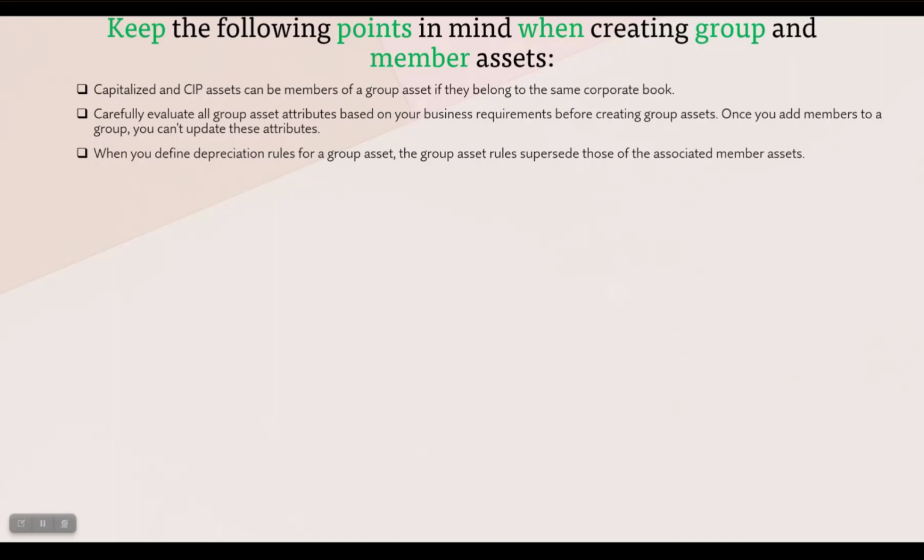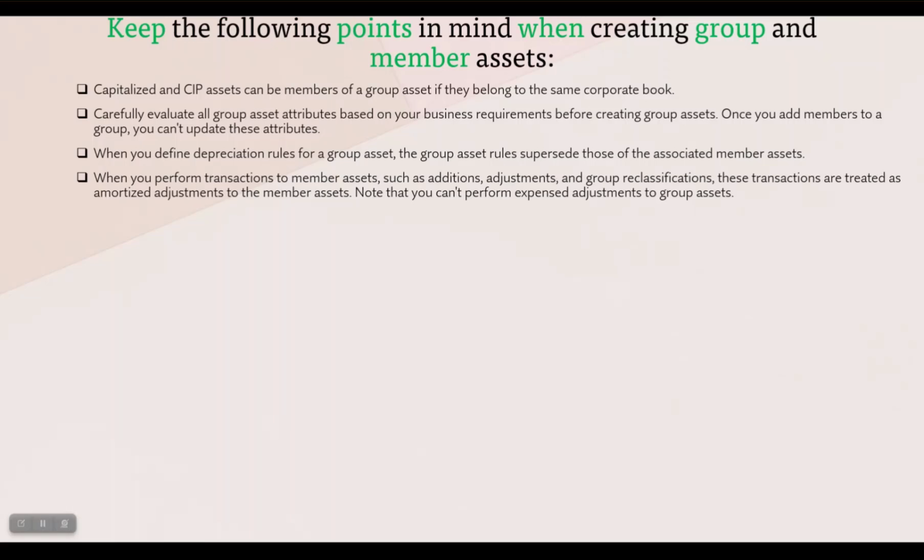When you define depreciation rules for a group asset, the group asset rules supersede those of the associated member assets, because these member assets are under the group asset. When you perform transactions to members, such as addition, adjustment, or group reclassifications, these transactions are treated as amortized adjustments to the member assets. You cannot perform expense adjustments to group assets.